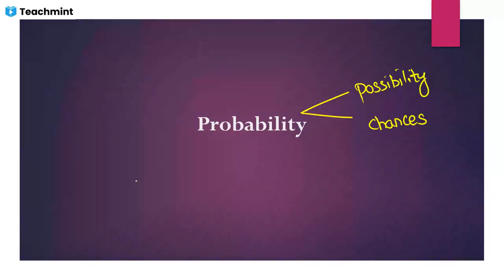In simple terms, we can say probability is nothing but favorable out of total. In simple, favorable outcomes out of total outcomes. Okay, favorable out of total. Probability is favorable out of total.